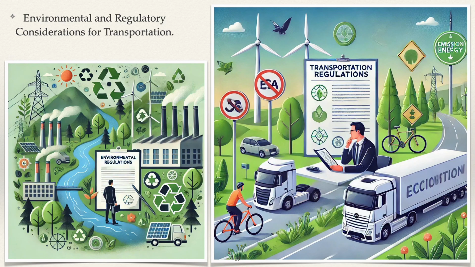Contingency plans for spills and accidents. Prepare contingency plans for dealing with transportation-related incidents, such as fuel spills, vehicle breakdowns, or accidents. These plans include emergency response protocols and contact information for relevant agencies.